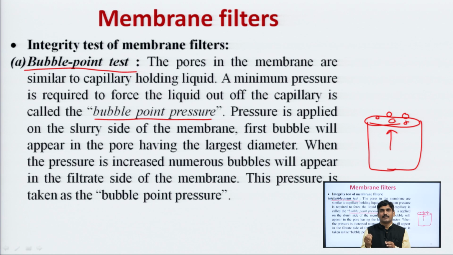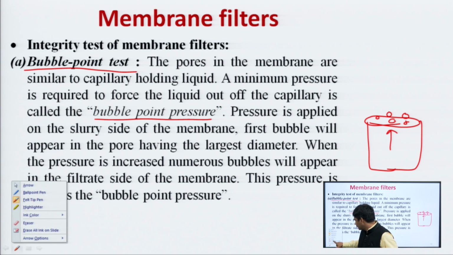First bubble will appear in the pore having the largest diameter. So, from the pore having the largest diameter the first bubble will appear, and when we increase the pressure, the number of bubbles also increases on the filtrate side of the membrane. So, this pressure is taken as the bubble point pressure.